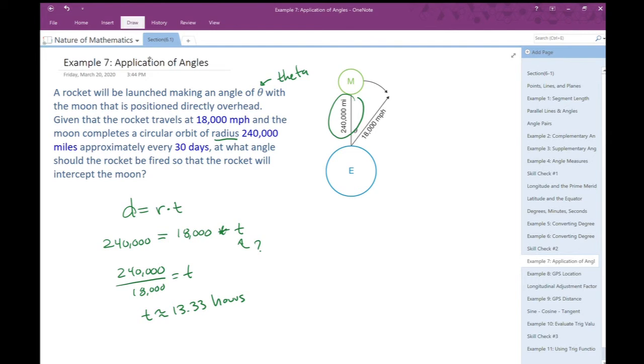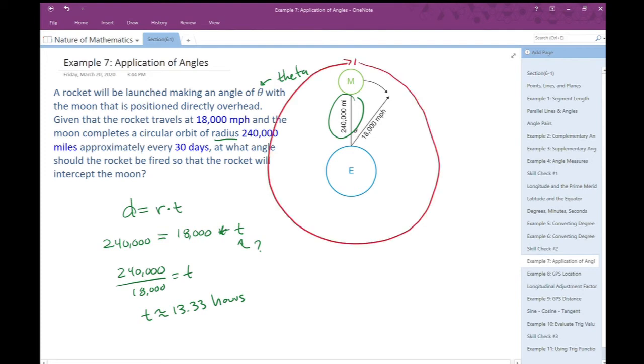So now we understand that the moon is moving around the Earth in approximately a circle, so that's 360 degrees. But we want to know the angle theta, and we know that this rocket is going to take about 13 and a third hours to get to the height it needs to get to. But the moon travels this circle around the Earth every 30 days. So we need to convert 30 days to hours. 30 days times 24 hours is 720 hours.